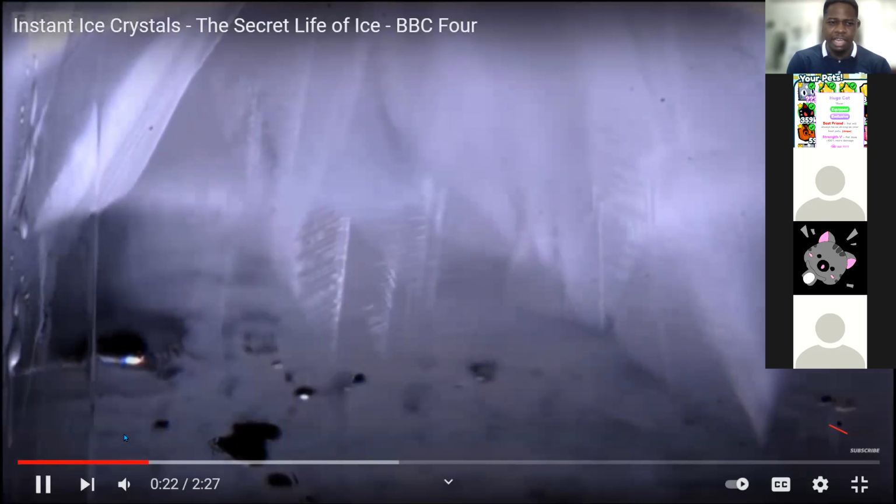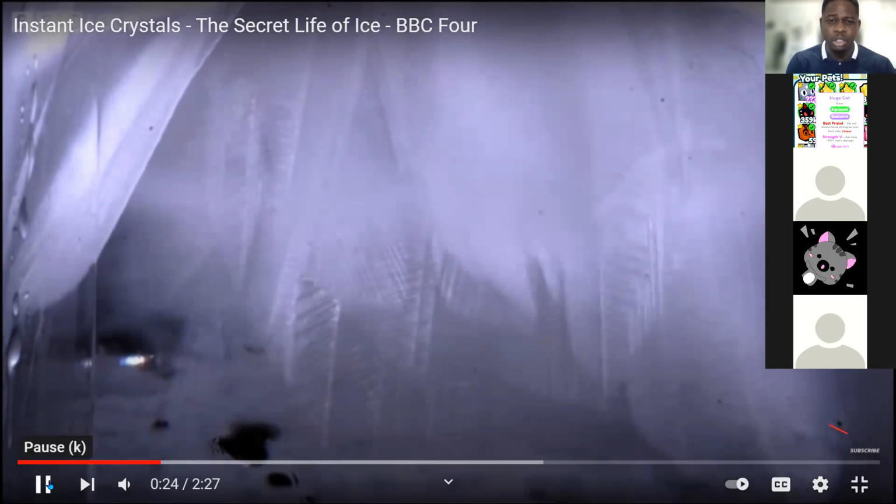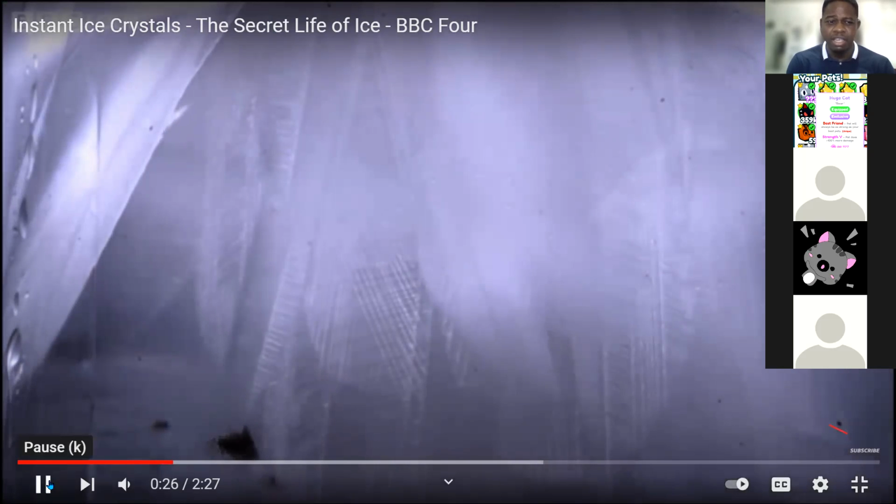It's really quite amazing. Can you see the crystals grow? These are called crystals. You can see some lines there, different shapes. Some are going horizontal, some are going vertical. Can you see the lines there? Those are called crystals, okay? It's like you're freezing.